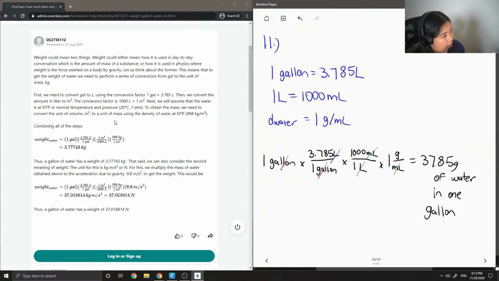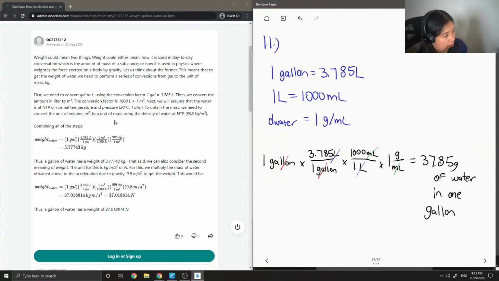First, we need to convert gallons to liters using the conversion factor 1 gallon is equal to 3.785 liters. Then we convert the amount in liters to meter cubed. The conversion factor is 1,000 liters is equal to 1 meter cubed. Next, we will assume that the water is at normal temperature and pressure. And to obtain the mass, we need to convert the unit of volume, meters cubed, to a unit of mass using the density of water at normal temperature and pressure. So they use 998. I just used, well, in this case, 1,000 kilograms per meter cubed.